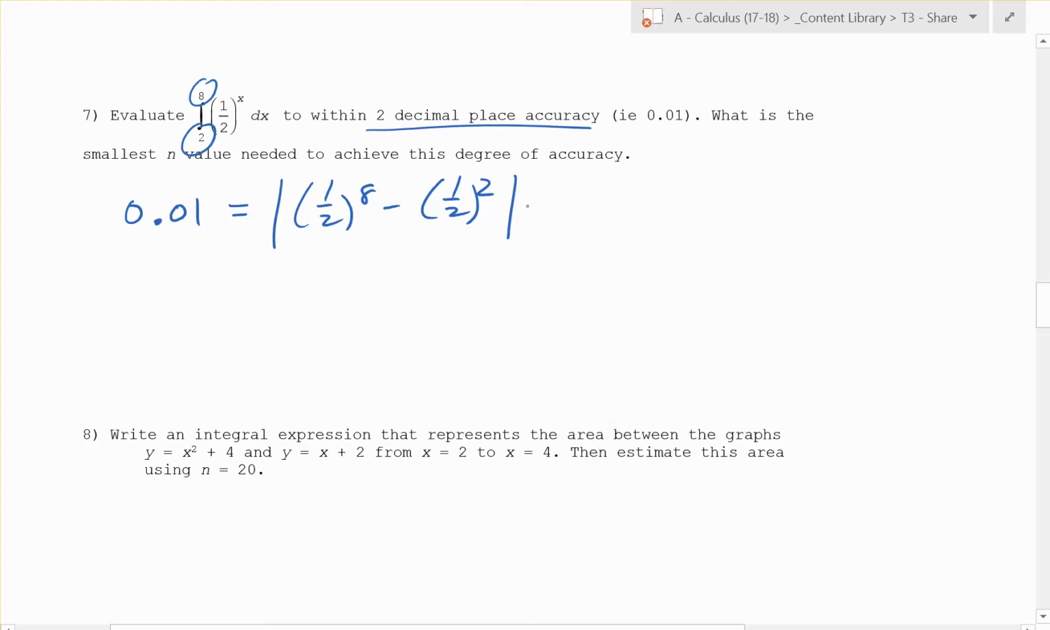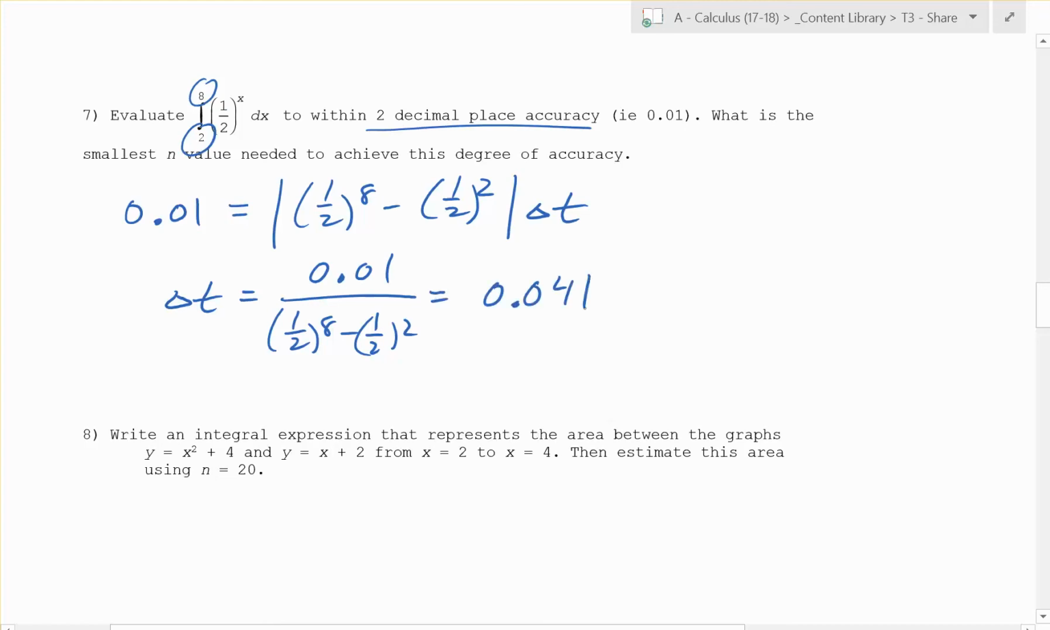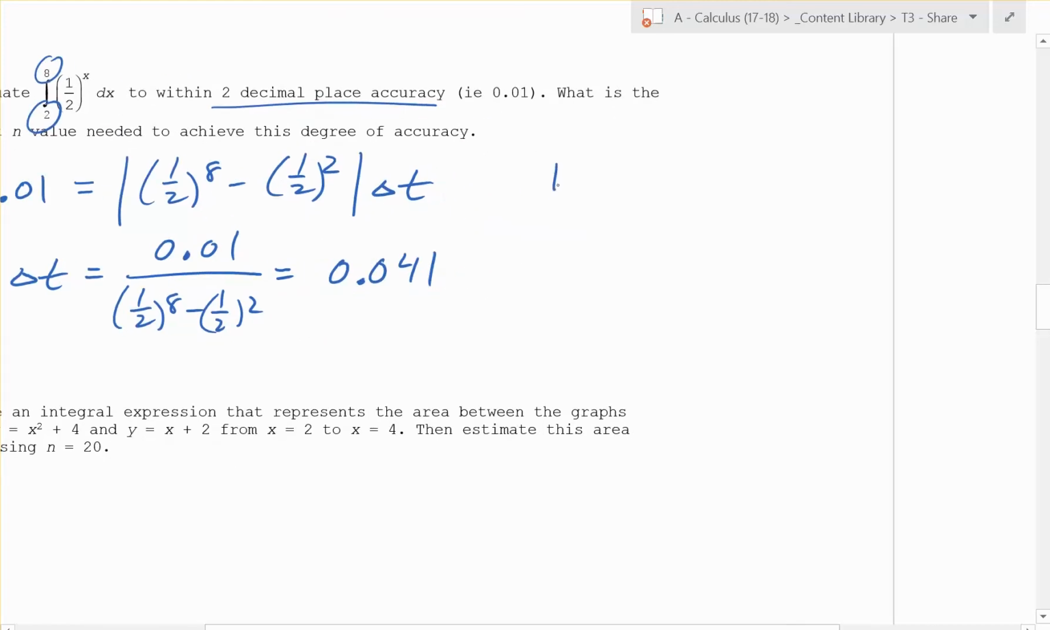square times delta t. So delta t is therefore going to be 0.01 over this decimal place. It's going to be (1/2) to the 8th minus (1/2) squared. And if you do that out, you know what delta t is equal to: 0.041. So now we want to find the n value, and that's (b minus a) over delta t. So we're going to plug that in right there. So n is equal to 8 minus 2, that's b minus a, over 0.041.